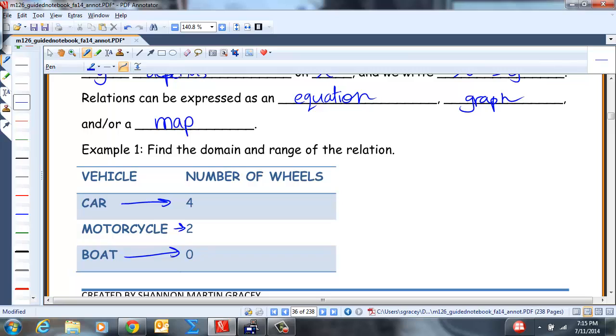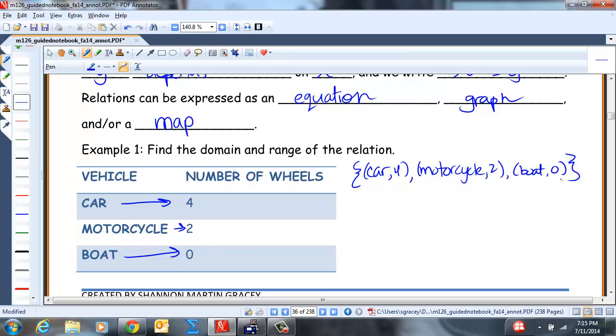So this is the map. Car maps to 4. So 4 is the image of the number of wheels for a car, and so on and so forth. A person could actually express this as a set of ordered pairs: car, comma, 4, so type of vehicle, comma, number of wheels. We would have motorcycle, comma, 2, and then boat, comma, 0.